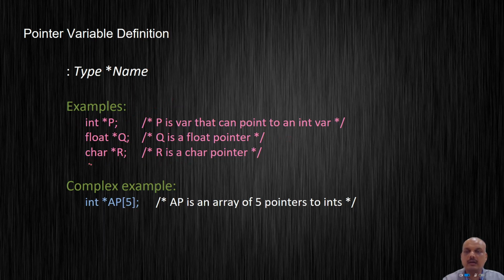Not only for primitive data types, we can have pointers for complex data types as well. I can have pointers for arrays, structures, linked lists, and so on. And you can even have pointers for functions. So pointers are quite flexible and are very useful in C programming.